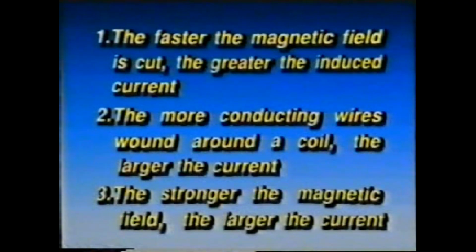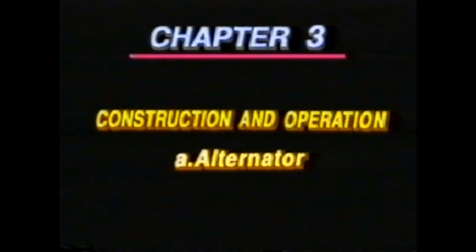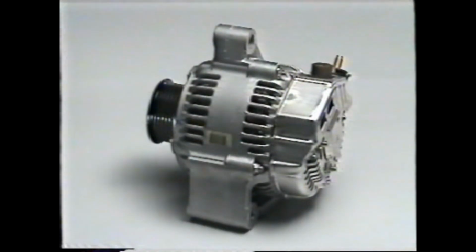These 3 points are very important because they are basic to knowing how to control the amount of power the alternator generates. Now, we'll look at the alternator that is actually used in a car. We will explain how the most widely used type of alternator works. That is, one equipped with an IC regulator.